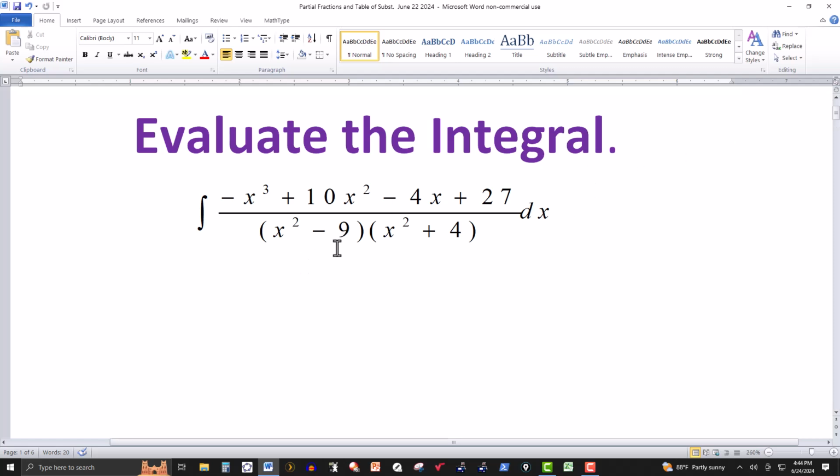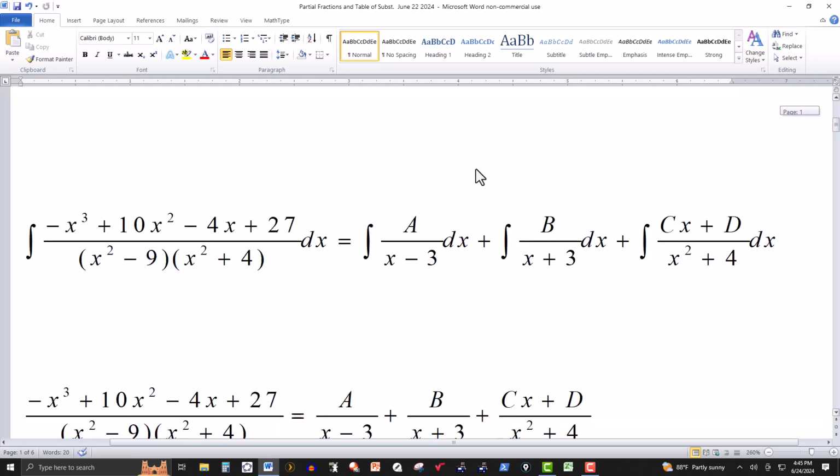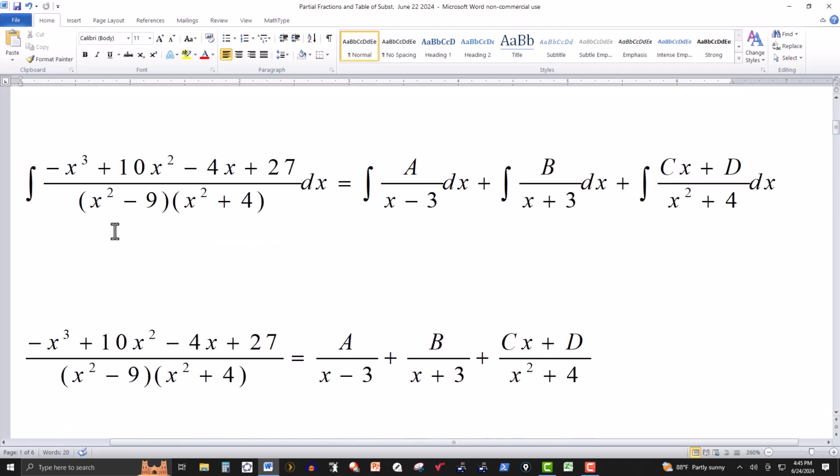Again, the x squared minus 9 is not completely factored out. That would be x minus 3, x plus 3. So those are linear factors. So we would have something like this here. X squared minus 9 factors into x minus 3 and x plus 3. So that's what we have.